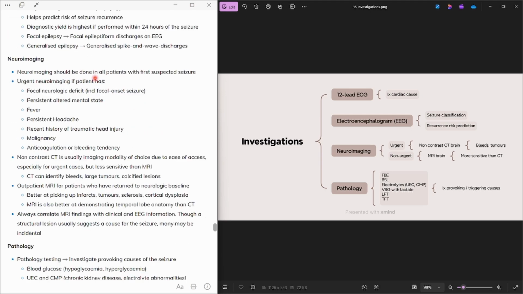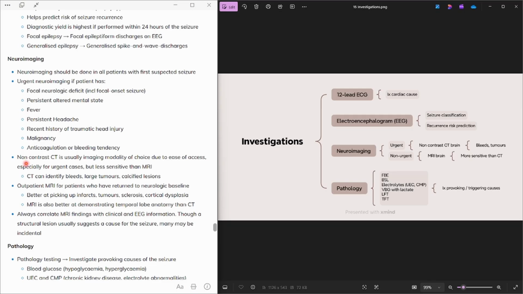Neuroimaging should also be done in all patients with a first suspected seizure, and the neuroimaging can be urgent or non-urgent. Urgent neuroimaging will be done if the patient has any focal neurological deficits, including any focal onset seizures, and this is to mainly make sure the patient hasn't had a bleed or a stroke. It is also done if they have a persistent altered mental state, fever that may indicate infection, a persistent headache, a recent history of a traumatic head injury, malignancy, or if they have a bleeding tendency such as being on anticoagulation.